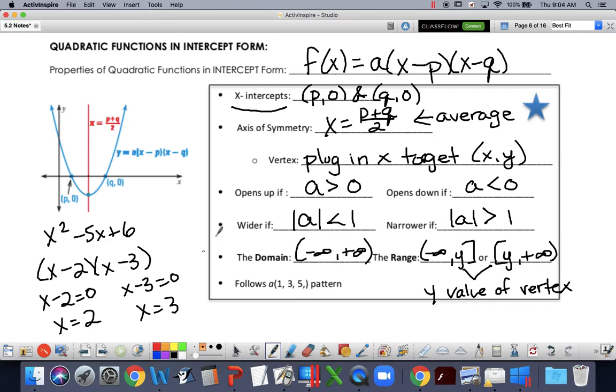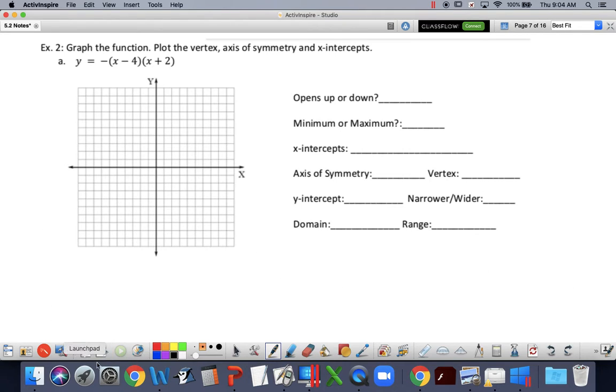All right, so now that we have an outline of what intercept form looks like and how it works, let's look at an example. My first example, I've got a negative out front, so that tells me right away that it's going to open down, and if it opens down, it therefore has a maximum. My x-intercepts, I don't worry about what's going on up front. I just look inside the parentheses, and this tells me that my first x-intercept is at 4, and my other one is at -2.